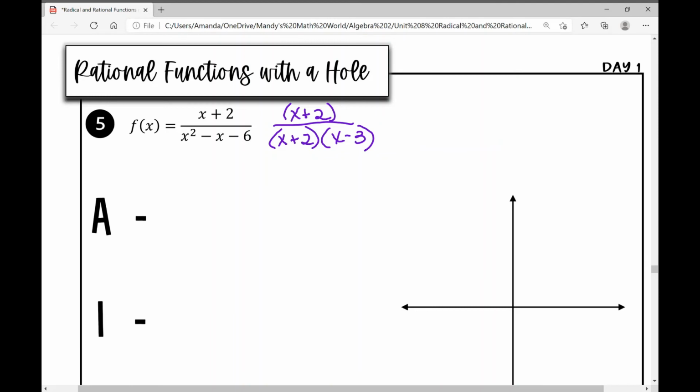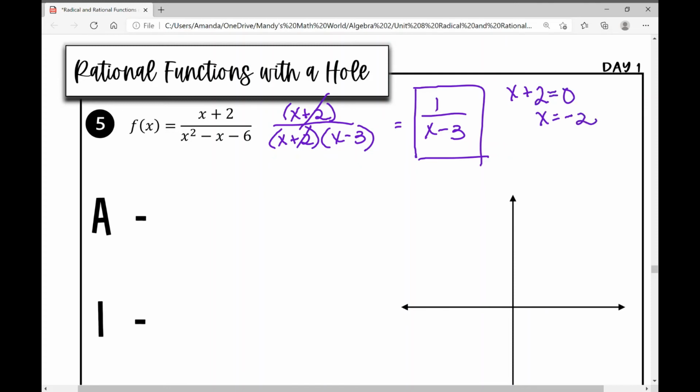So in this case, I actually have the same factor on top as I do on bottom, and that's x plus 2. So if I cross those out and I rewrite this, my new function, if you will, is 1 over x minus 3. So I do have a hole. Where is the hole? X plus 2, what I'm going to do is set that factor equal to 0. X plus 2 equals 0, and I get x equals -2.